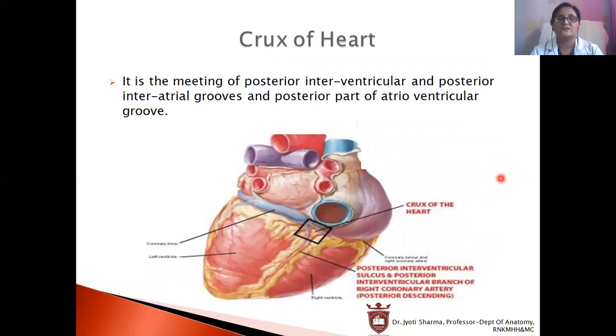Now we see the crux of heart. It is the meeting point of posterior interventricular, posterior interatrial and atrioventricular groove. This is the crux of heart.